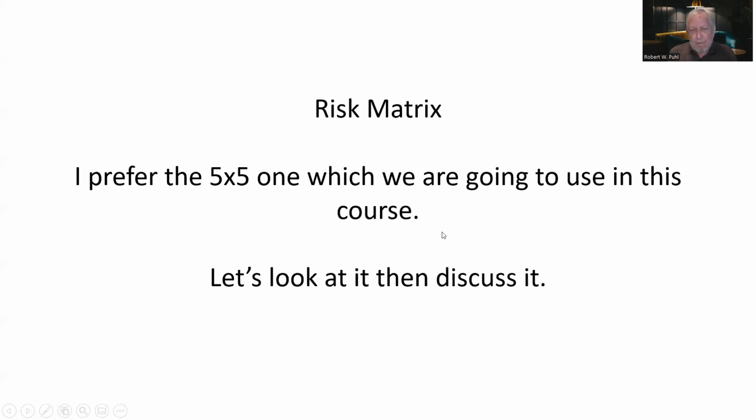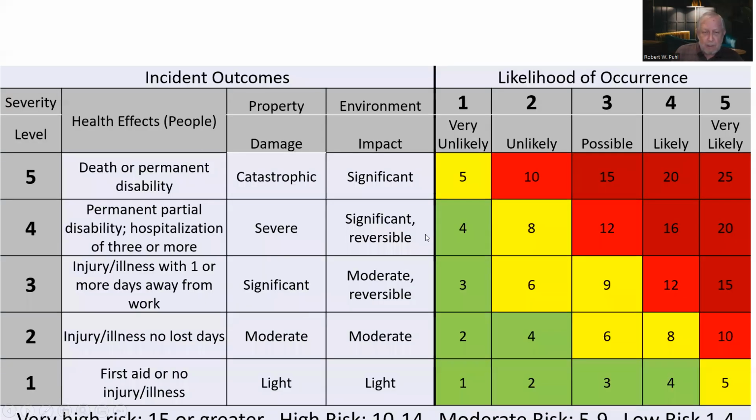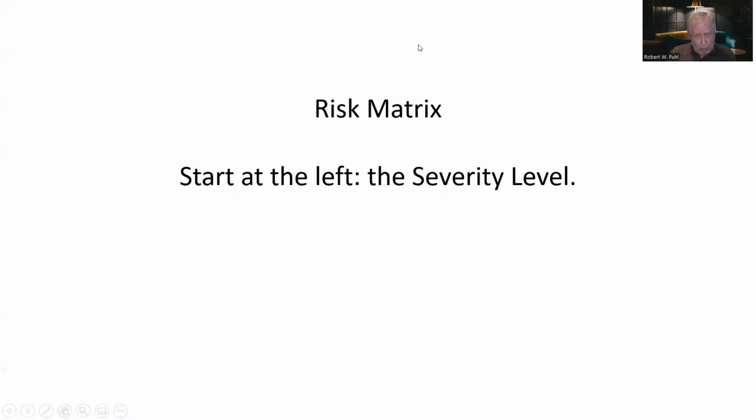But I prefer the 5x5 one, which we're going to use in this course. So we're going to look at it and then discuss it. You'll see what I mean by 5x5. You see it has 5 levels here and 5 up here. So that's 5x5. Again, I'm going to guess there are thousands of permutations of this, but they all have pretty much the same basics. And we're going to look at each part of it a little closer.